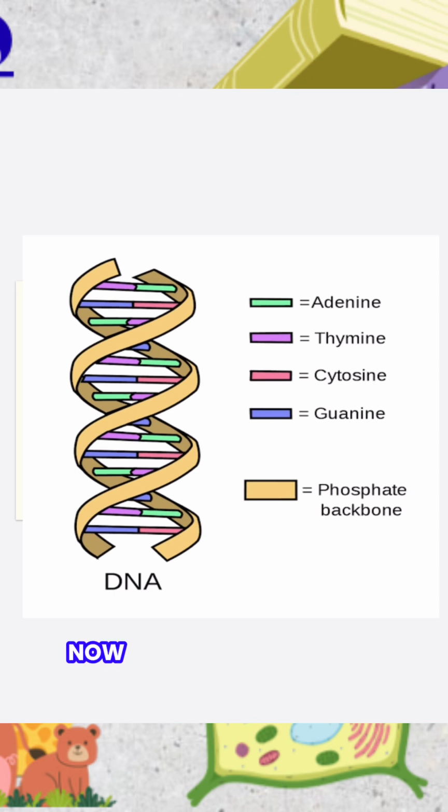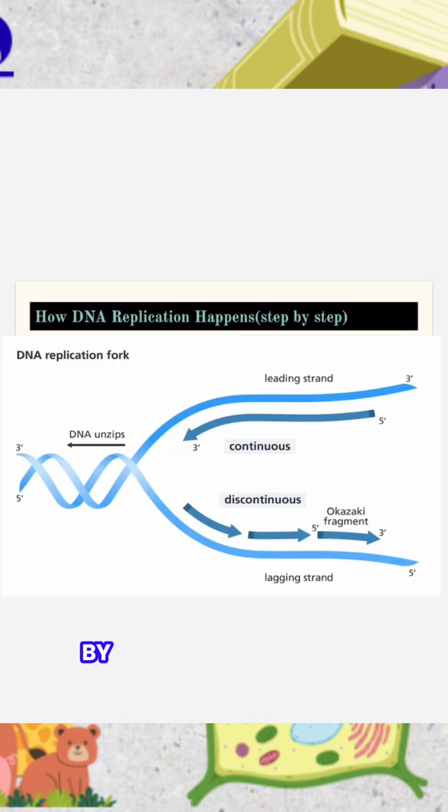Now we'll talk about how this DNA replication happens step by step. The first thing is the DNA unwinds. That is the initial stage. This is like what I just explained, but now in more in-depth form.